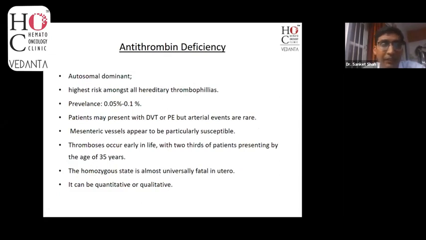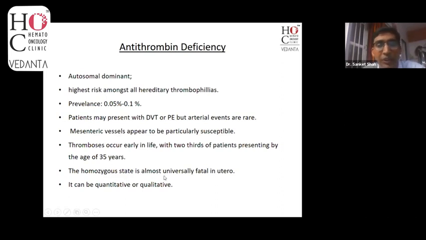Next is antithrombin 3 deficiency. Again, autosomal dominant, prevalence is around 0.1%. It probably carries the highest risk of thrombosis among all hereditary thrombophilias. Again, it is venous and not arterial. Abnormal vessels like mesenteric vessel, cerebral vessel, portal vessel can be affected in such deficiencies. Thrombosis occurs early in life, and in most of the cases it happens before the age of 35 years.